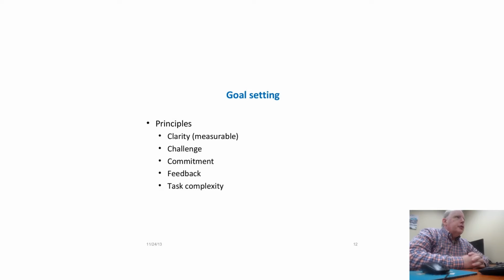So goal setting goes along with time management. So the principles: clarity, meaning you should be able to measure whether you're attaining your goals. And they should be specific, so you can write them down. You can test them to see if you're obtaining them. And they should present a challenge. You need to have a commitment. You need feedback. Keep looking to see if you're reaching those goals. And you have to consider the task complexity, meaning you should break a complex task into simpler pieces.